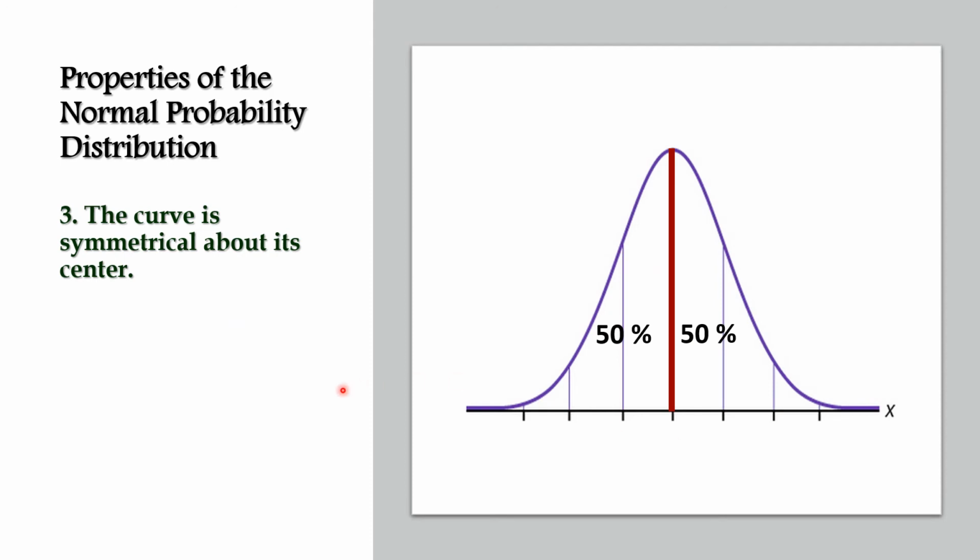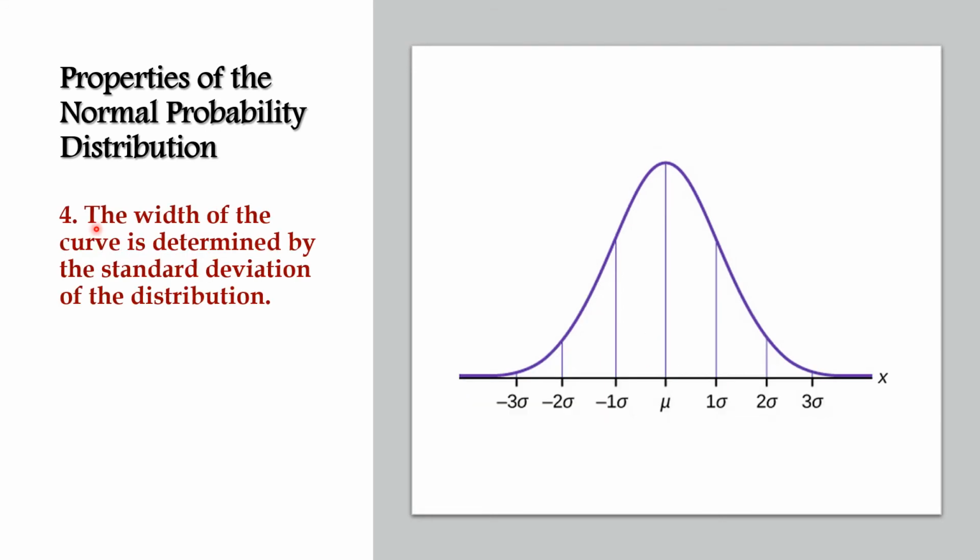Now, for the third property, the curve is symmetrical about its center. So when you say symmetrical, the point here at the center serves as the mirror. So if it's the original object, the other side, its opposite, is its reflection. Therefore, the areas of these two are equal. We have 50% here and 50% on the other side.